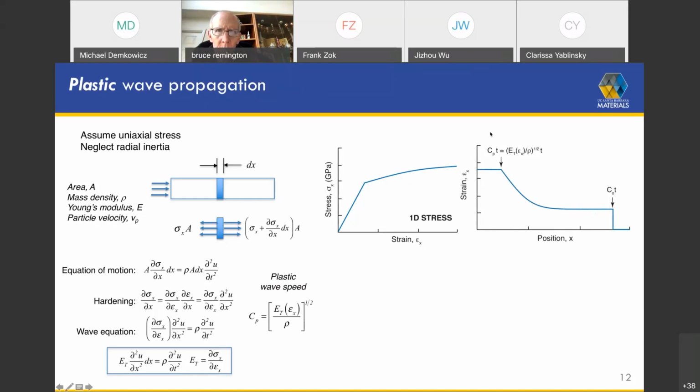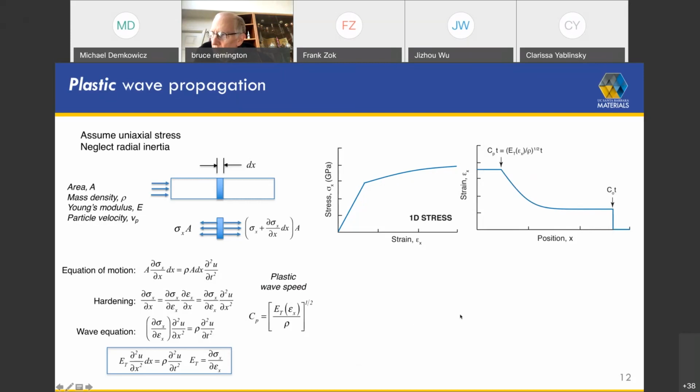And in its wake is the plastic wave, and this is also moving to the right, but it's moving at a much reduced velocity. Okay? The important point to recognize here is that the reduced tangent modulus reduces that plastic wave speed, and hence the plastic wave always trails the elastic wave.